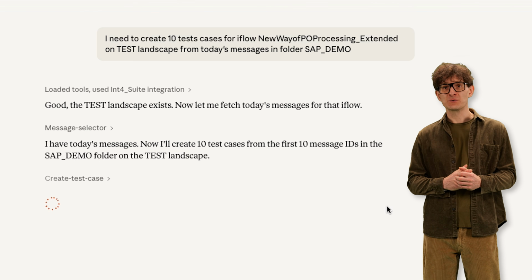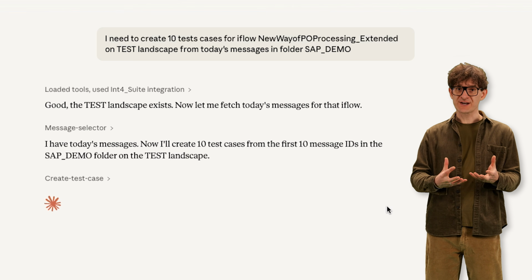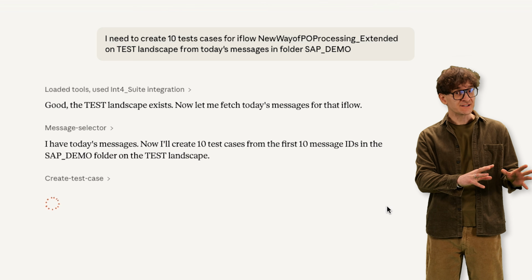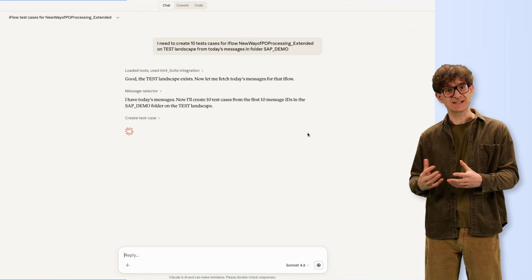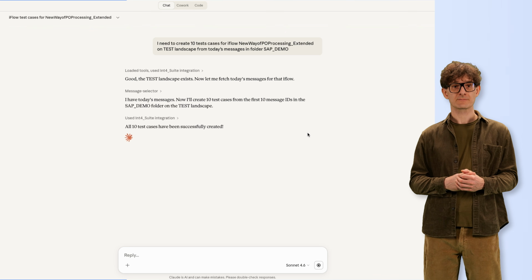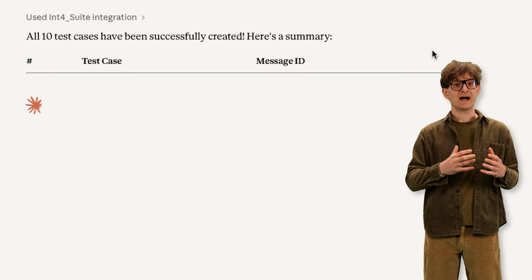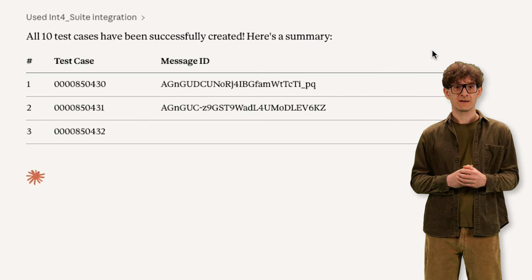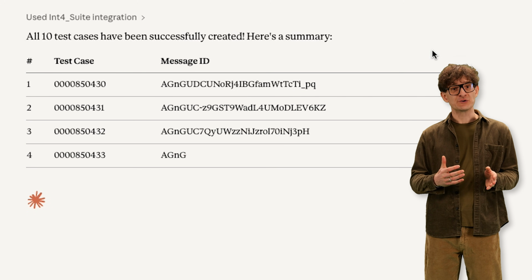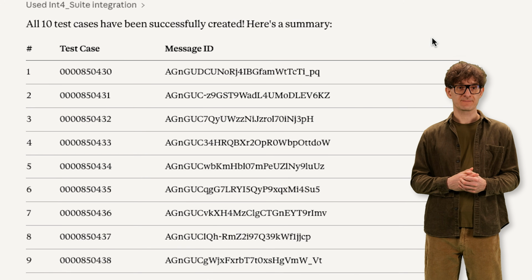Now, what the agent will do is to go to the integration platform, find historical messages for this iFlow, and create test cases for them. As you can see, we've created 10 different test cases. And now what we can do is to run those test cases.